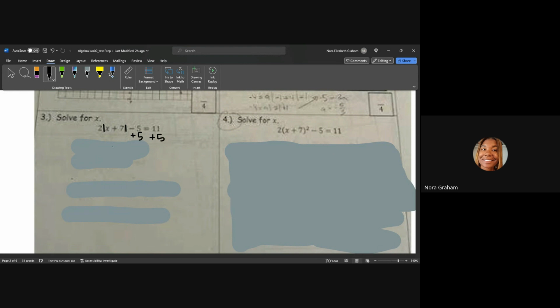Right. I add 5 to both sides. I have 2 absolute value x plus 7 equals 11 plus 5, 11, 12, 13, 14, 15, 16. I'm not done isolating my grouping symbols. I want to divide both sides by 2. So then I'm going to get absolute value of x plus 7 equals 8.